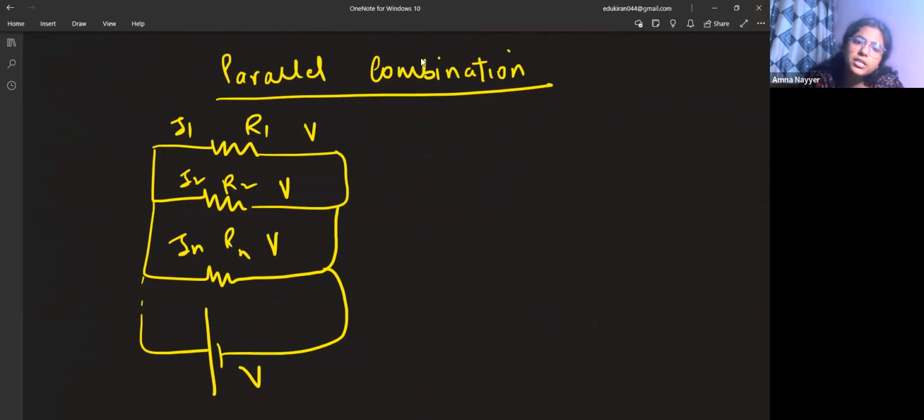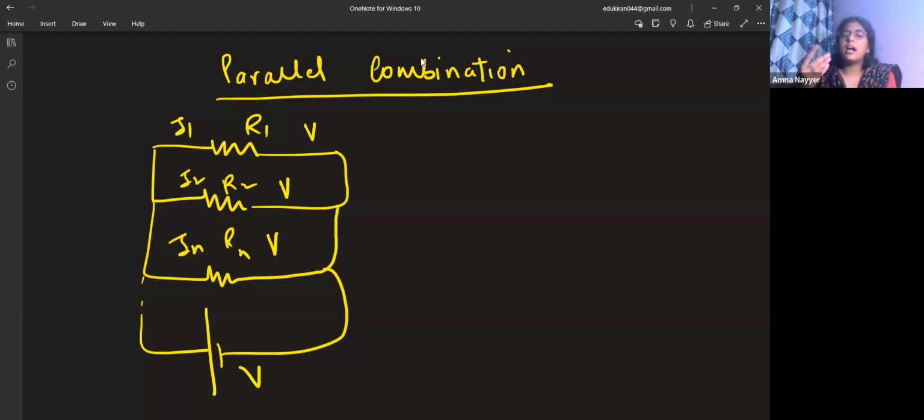Now, parallel combination means what? Current will divide. Why? Because here you will see branching is occurring. We have seen that branching doesn't affect your voltage. Potential doesn't change on branching. What changes is your electric current. Electric current changes as branching comes in the circuit.